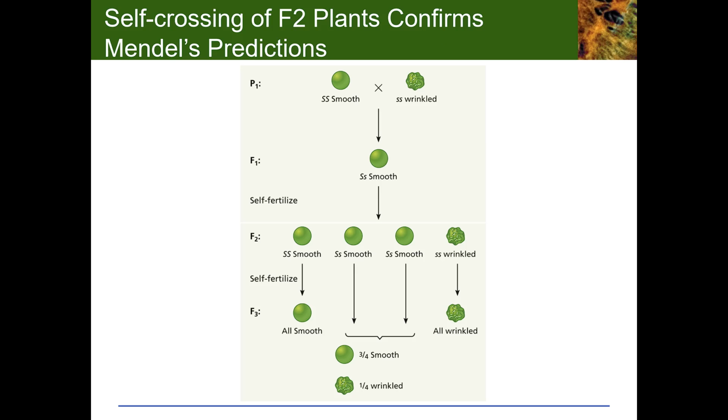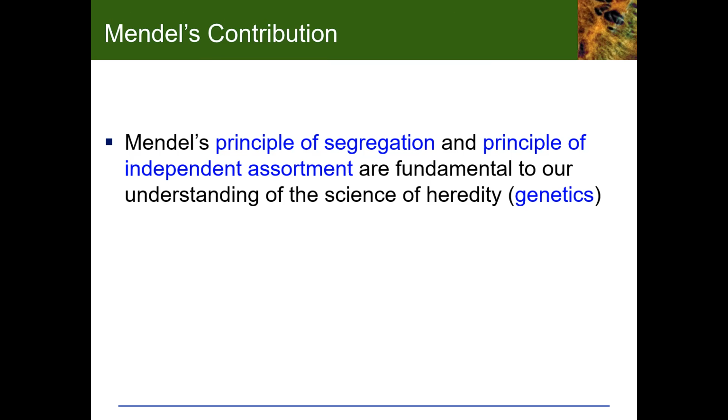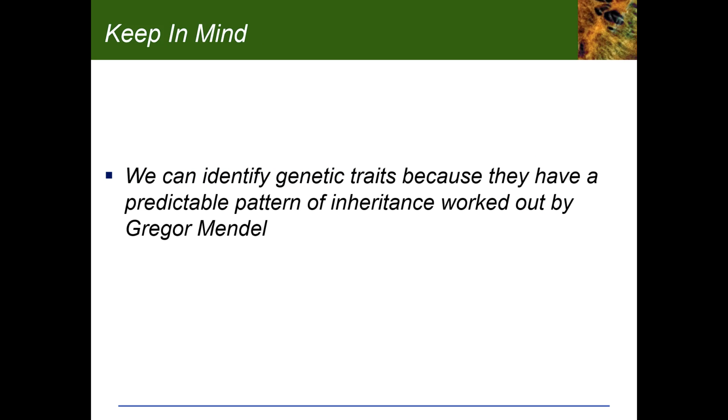Okay, so Mendel's principles of segregation and independent assortment are fundamental to our understanding of the science of heredity, also known as genetics. Keep in mind, we can identify genetic traits because they have a predictable pattern of inheritance that has been worked out by Gregor Mendel.